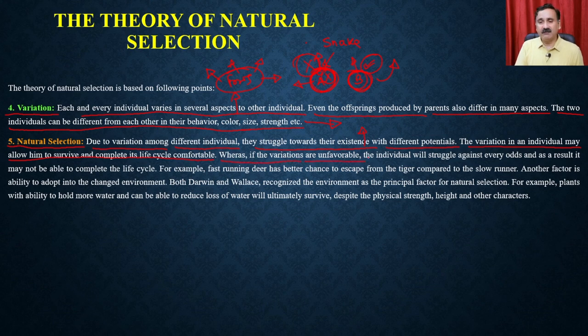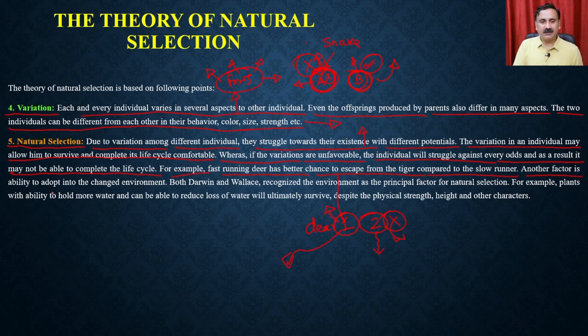whereas if the variations are unfavorable, the individual will struggle against every odd, and as a result, it may not be able to complete its life cycle. For example, a fast running deer has a better chance of escaping from the tiger compared to the slow runner. This is another example, right? You have two deer, deer 1 and deer 2. This deer is very fast, right? So whenever the tiger comes, he will run away. Whereas this one is slow, so whenever the tiger comes, he will catch this deer. So this means the population of B will go down, whereas the population of A will go up. And that's how deer 1 is going to capture that particular place.